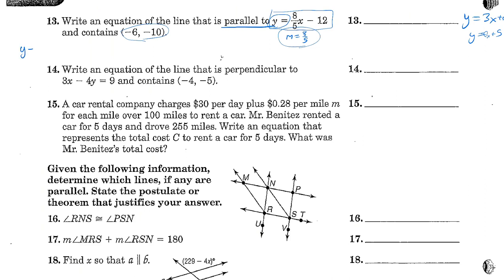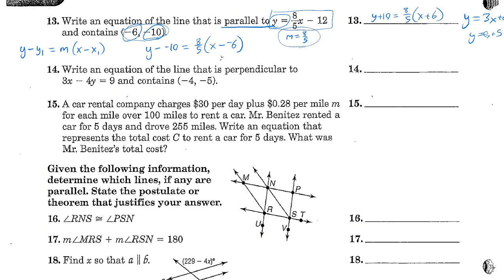Point-slope formula says y minus the point's y equals slope times x minus the point's x. And so here I'll just write the equation of my line. y minus -10 equals slope, 8/5, times x minus the x value, -6. Done. The equation of my line in one form is y plus 10 equals 8/5 times x plus 6.